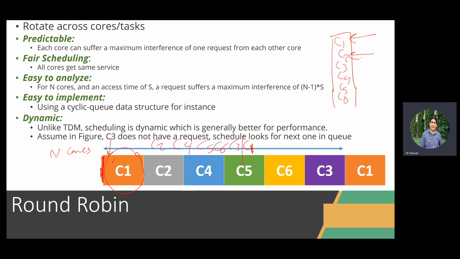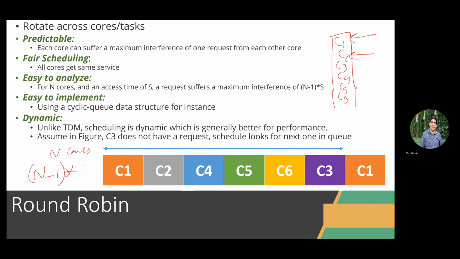Because round robin is dynamic, I don't waste the slot, and hence I only need to wait for all the other cores to get serviced. If I don't have something during my own slot, this slot goes to another core. So it saves me one slot. So what would be the worst case latency then, if that's the case? Instead of N·S, it's (N-1)·S, exactly, thank you. Good? This makes sense? So round robin has a slightly better worst case latency.